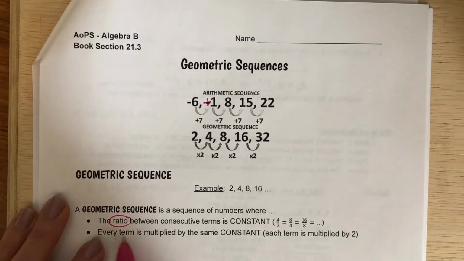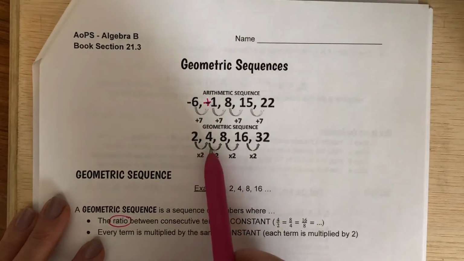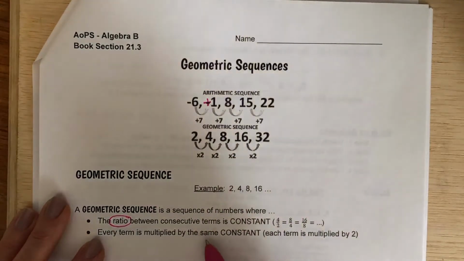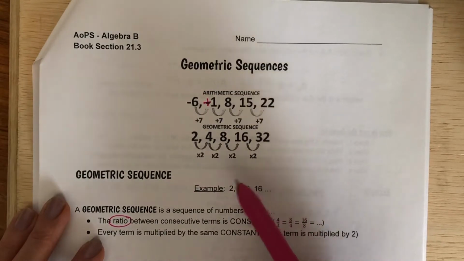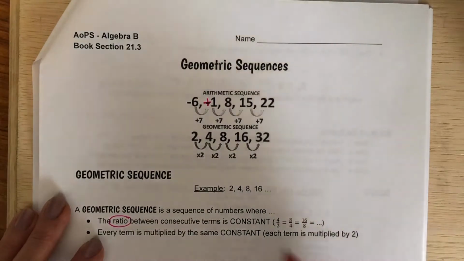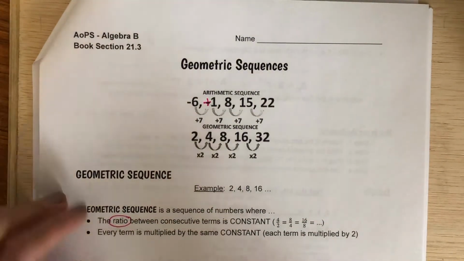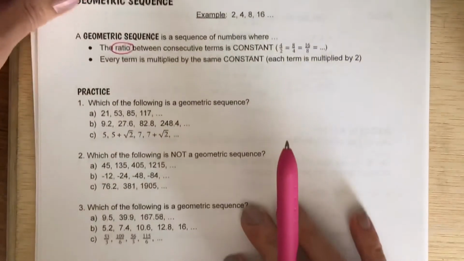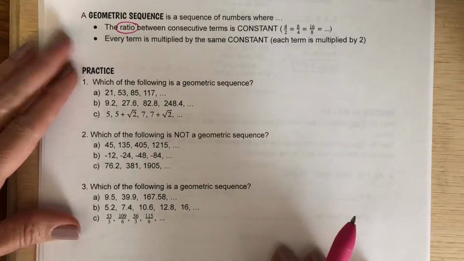Another way of looking at it is every term is multiplied by the same constant. In this case, each term is multiplied by 2. You could also have it being divided by the same constant, which would be the same thing. It would just be multiplied by 1/2 instead of divided by 2. So the ratio is the same, or each term is multiplied by the same constant. Let's go ahead and do these practice problems, just identifying which is a geometric sequence.